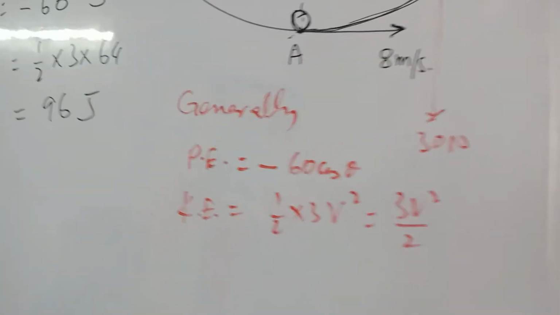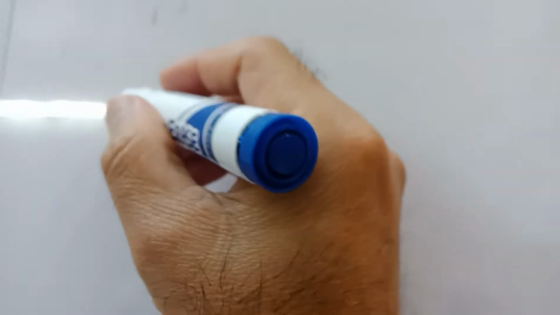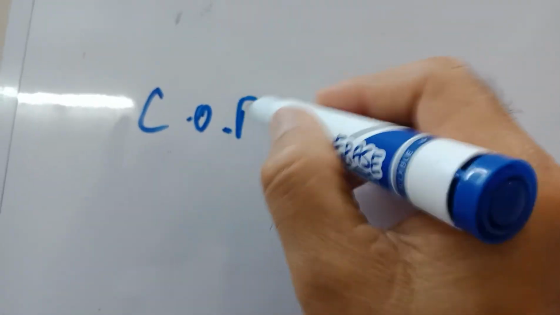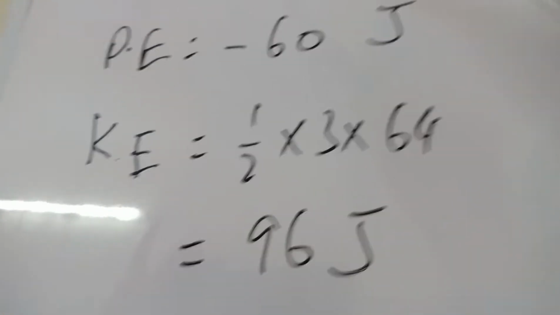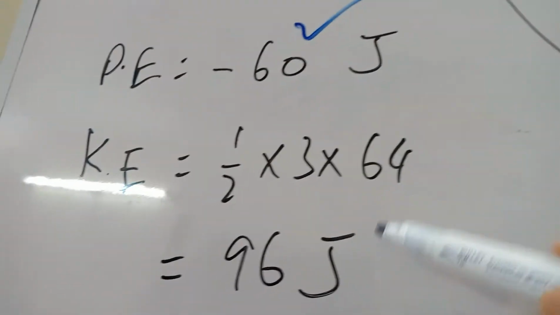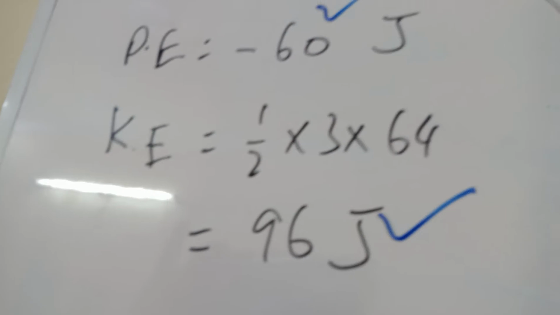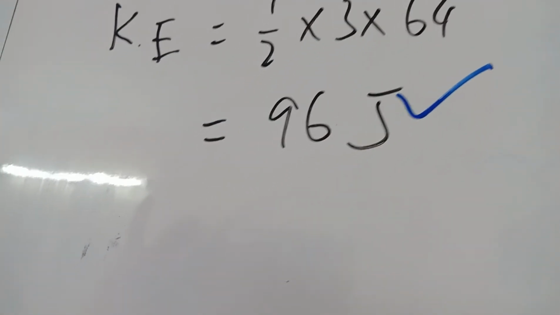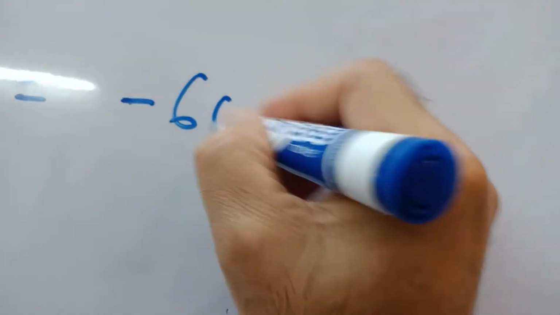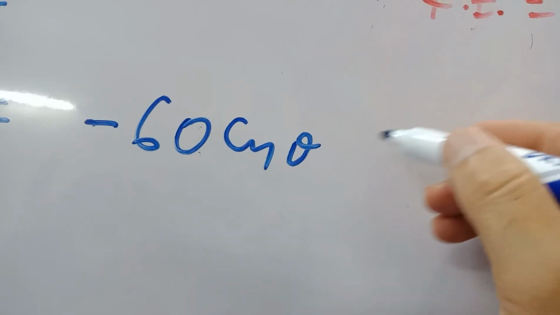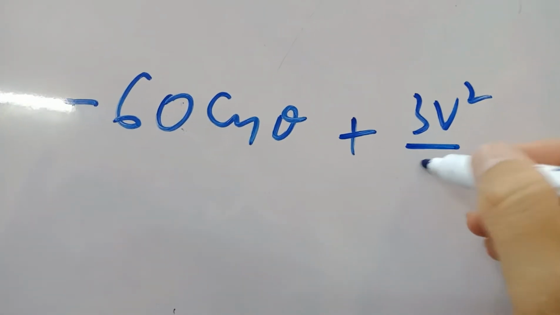Now using the conservation of energy, the sum of the energies initially, which is this potential energy and this kinetic energy, when I sum these two up, I get 36 joules. And when I sum up the energies in general, I have minus 60 cos theta plus 3v square over 2.